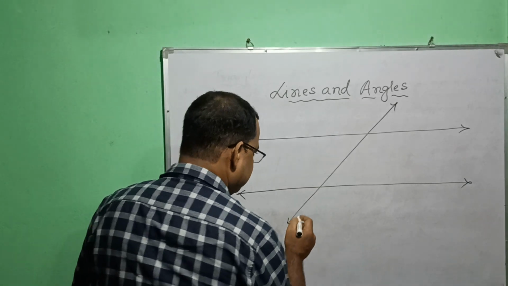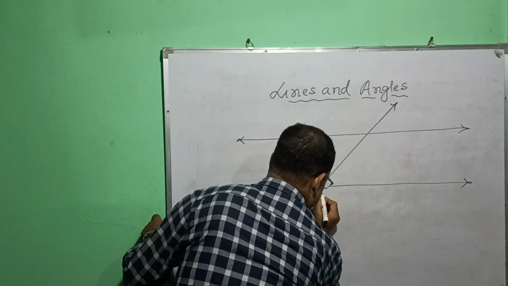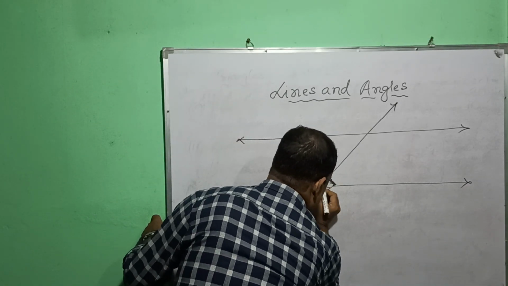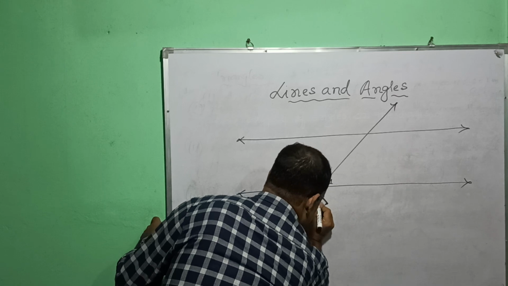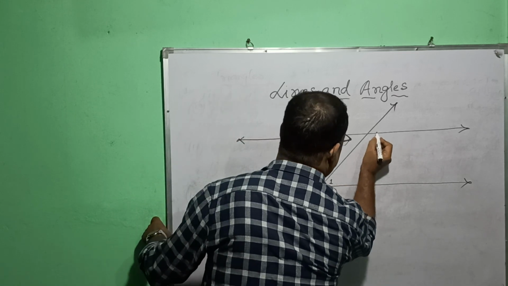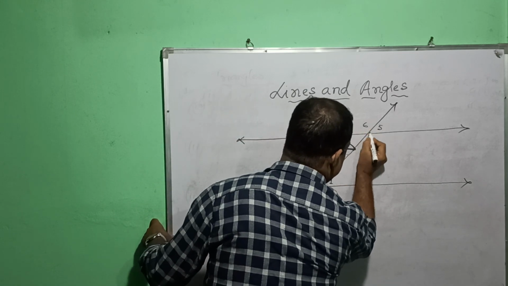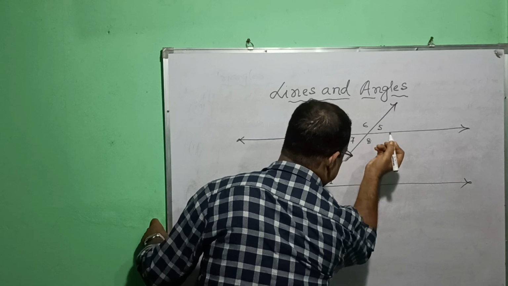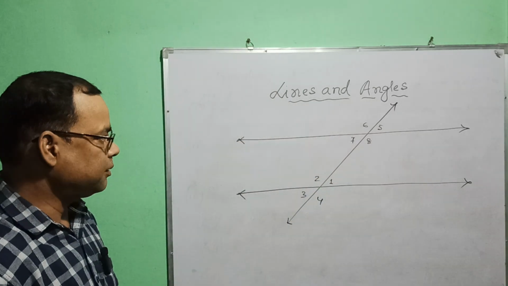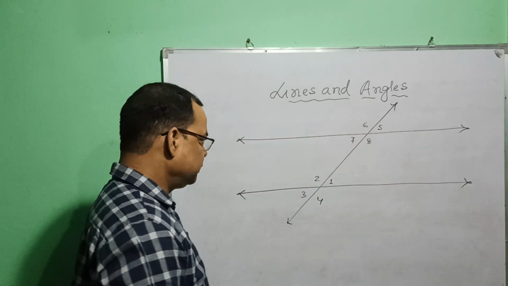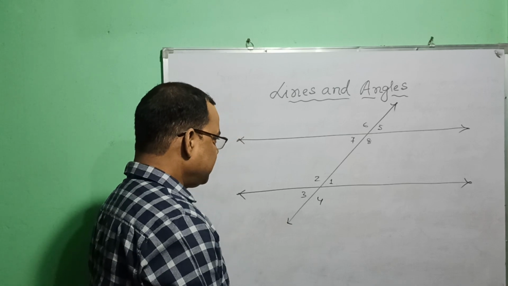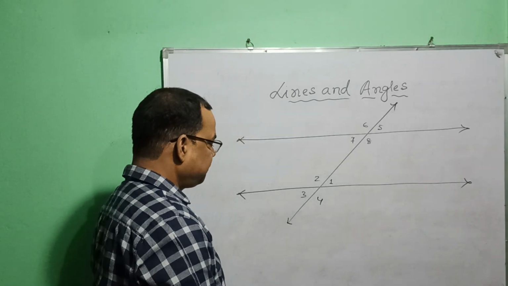Now here you can see forming 8 angles. So starting from here 1, 2, 3, 4. Then we can write here 5, 6, 7 and 8. So 8 different angles are there formed. Now we'll name all the angles, 8 angles.